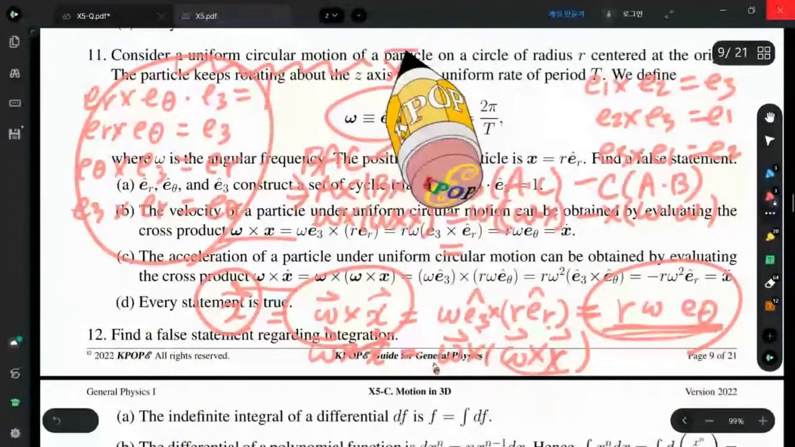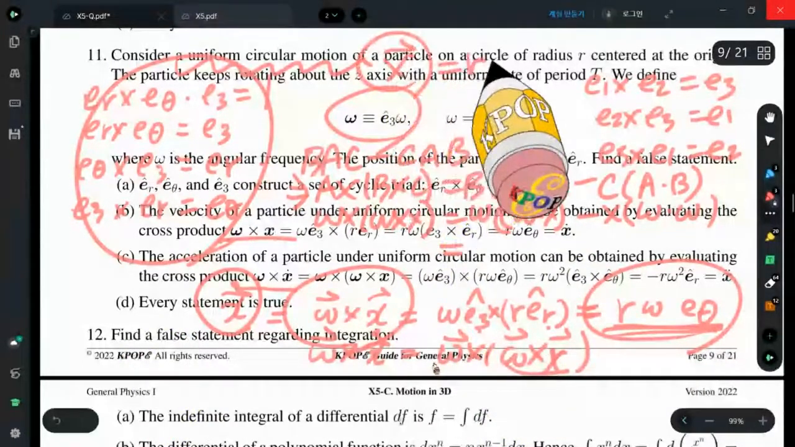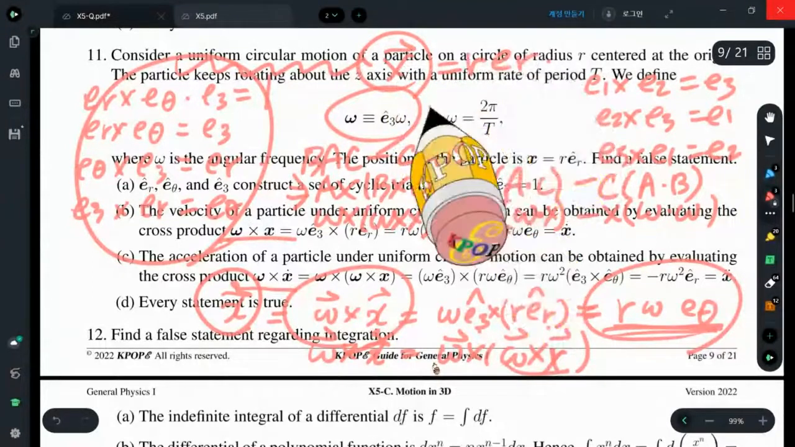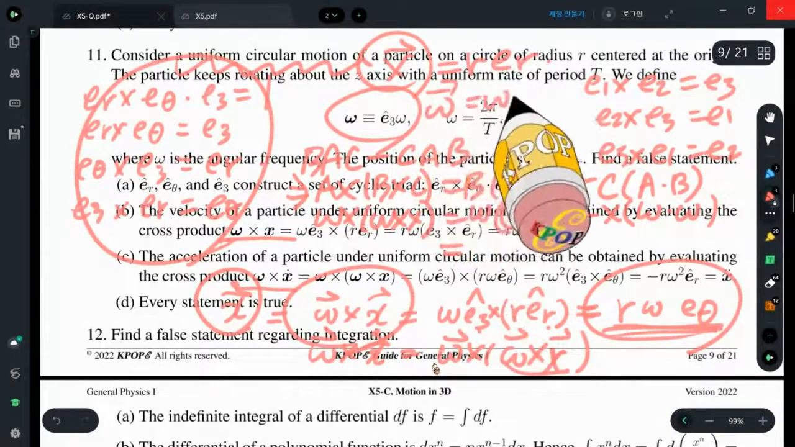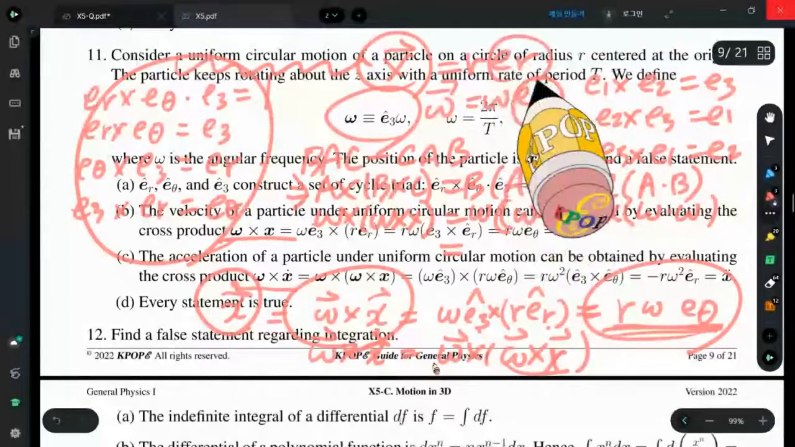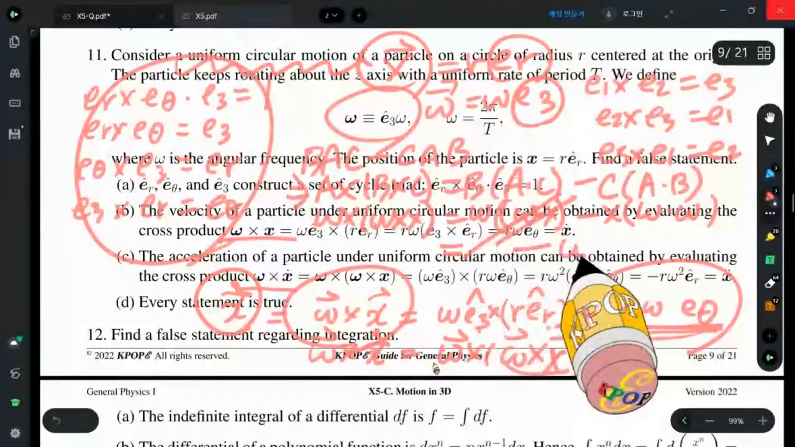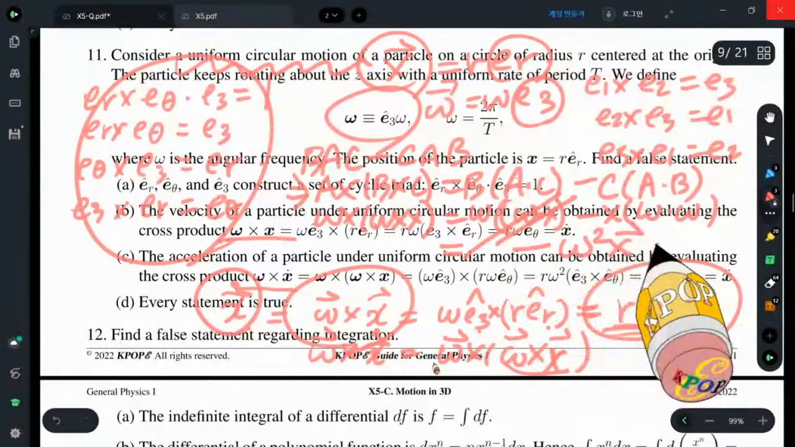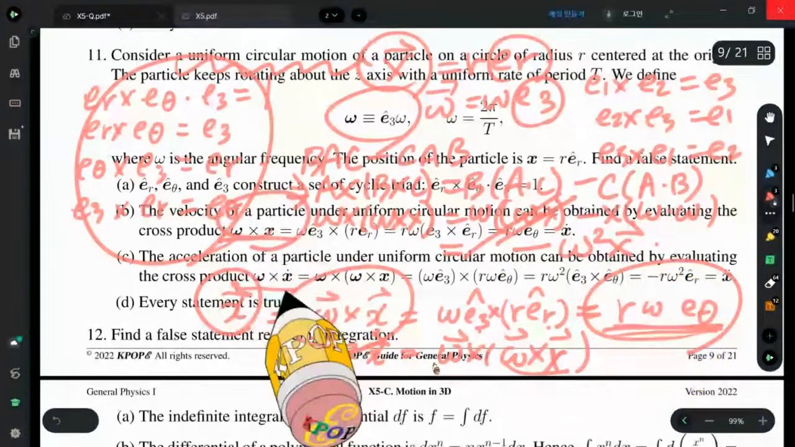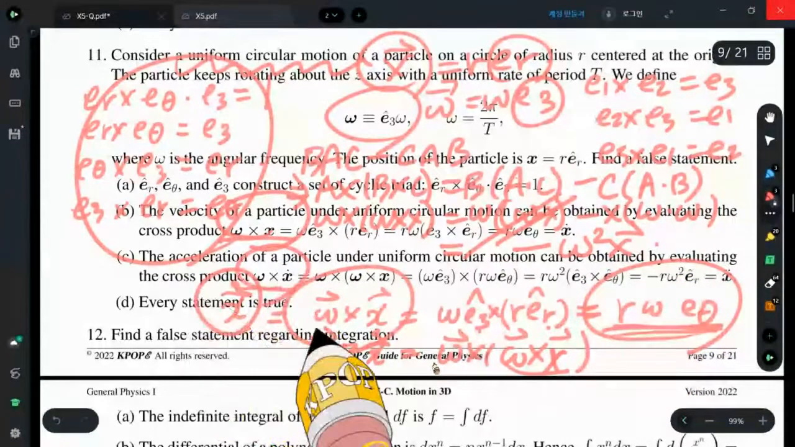X is on the xy plane. X is R e_R, and omega equals omega e_3. They are perpendicular, so this one disappears. And we have minus omega squared x. Omega cross, very useful.